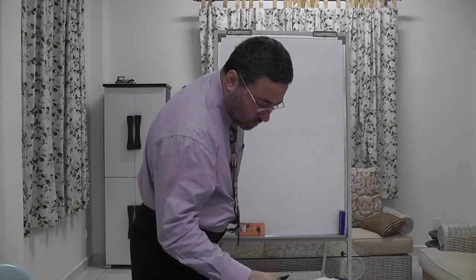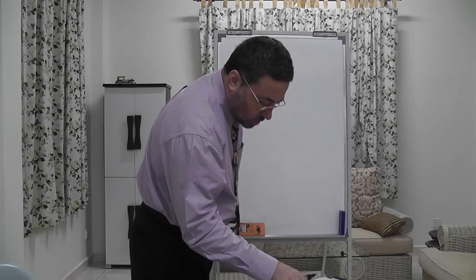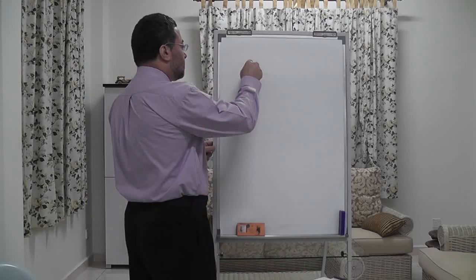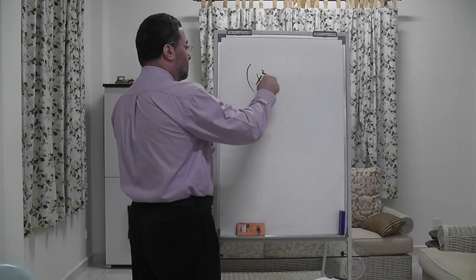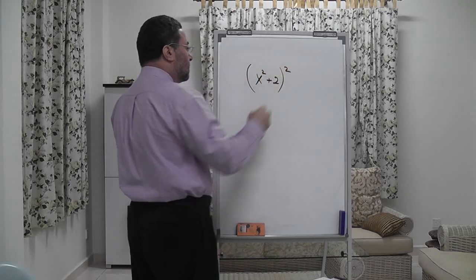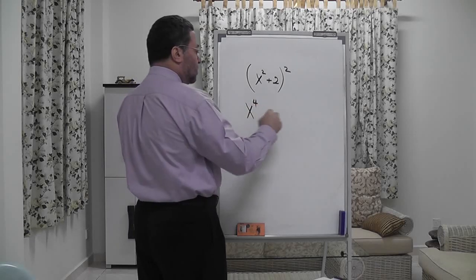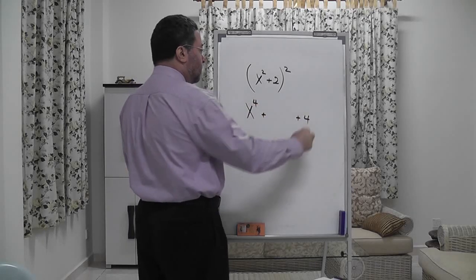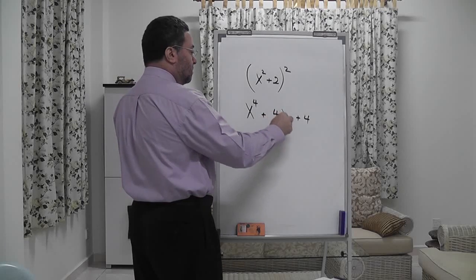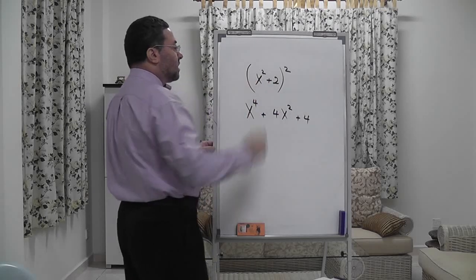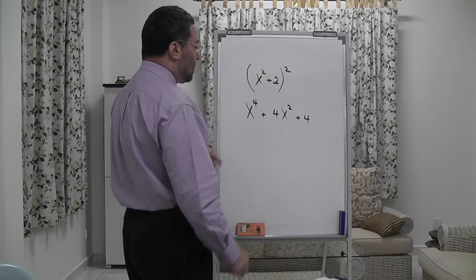Next is number 28, x squared plus 2 squared. Again, we square the first, square the second, and twice the product. 2 times x squared, that's 2x squared, times 2, that's 4x squared.